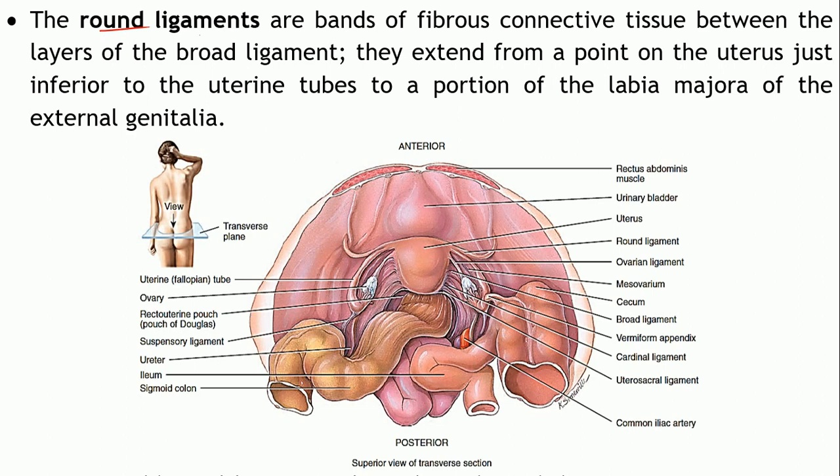Then the round ligaments. These are bands of fibrous connective tissue lying between the layers of the broad ligament. They extend from a point on the uterus just inferior to the uterine tubes. So where are the uterine tubes? These are the ones. Just inferior to that the round ligaments originate and extend to a portion of the labia majora. Labia majora is part of the external genitals, which we will consider in the next video. But just remember that these round ligaments anchor the uterus to the labia majora.